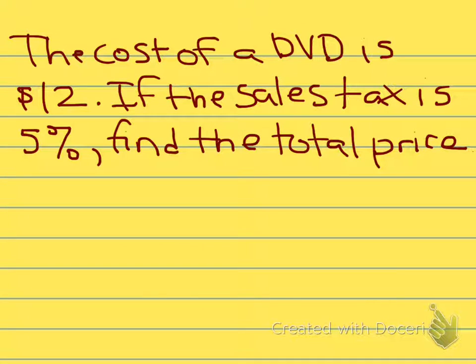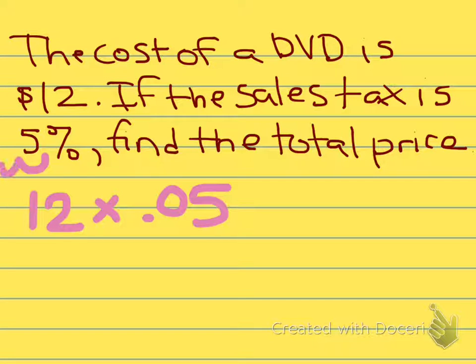Next, we're going to solve a problem where we need to find the total price. So anything where we are finding the total price, we're going to take the price given to us, which is $12, and we're going to multiply it by the sales tax, or the percent, but we need to write it as a decimal. So I'm going to move the decimal place to the left 2 spots to do that, which makes it 0.05.